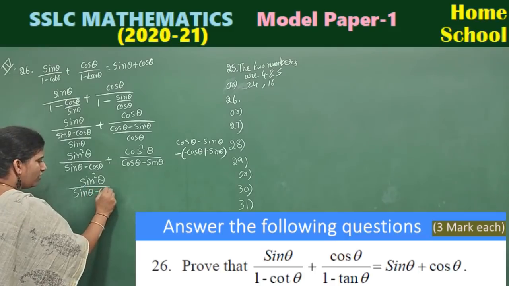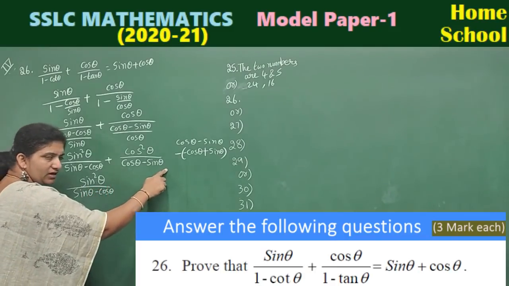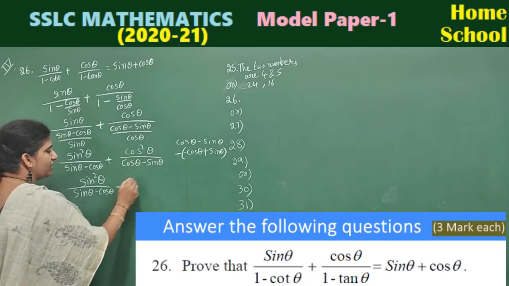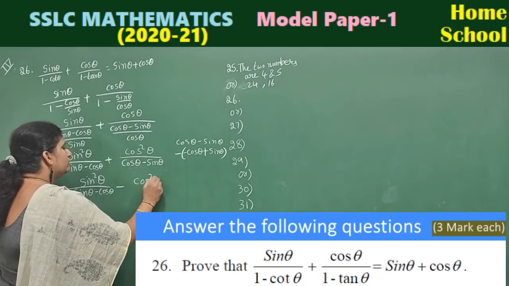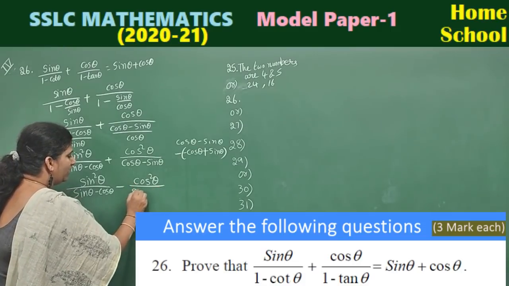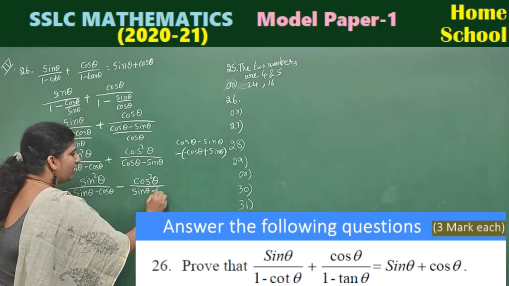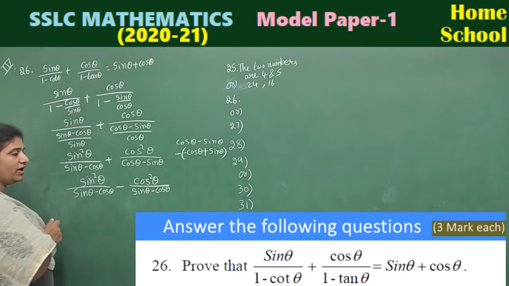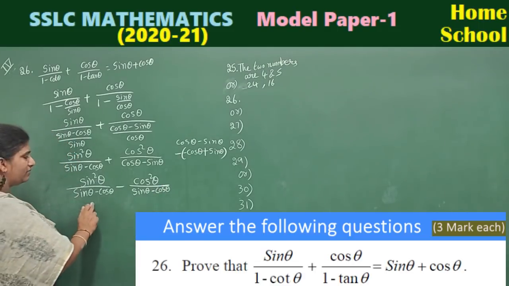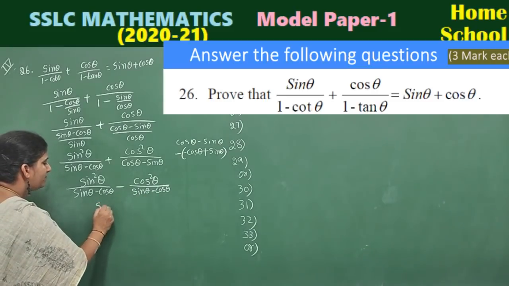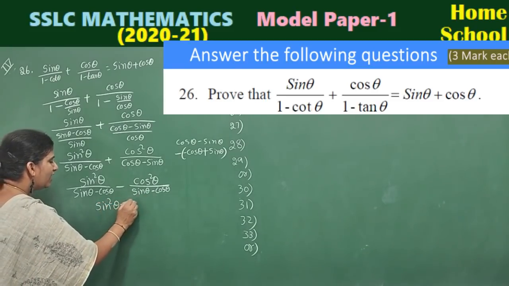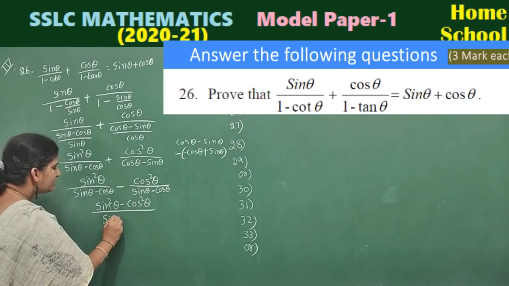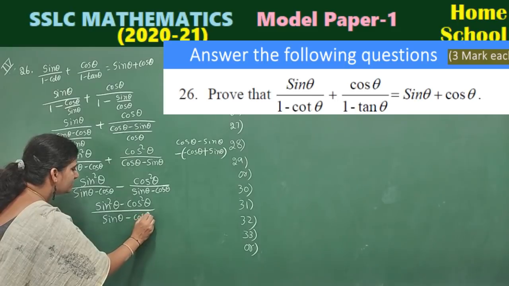Sin theta minus cos theta, and I am taking the denominator's negative sign common and then multiplying. It becomes minus cos square theta by sin theta minus cos theta. Then further what I need to do? I need to do LCM. Both the denominators are the same. Sin square theta minus cos square theta by sin theta minus cos theta.